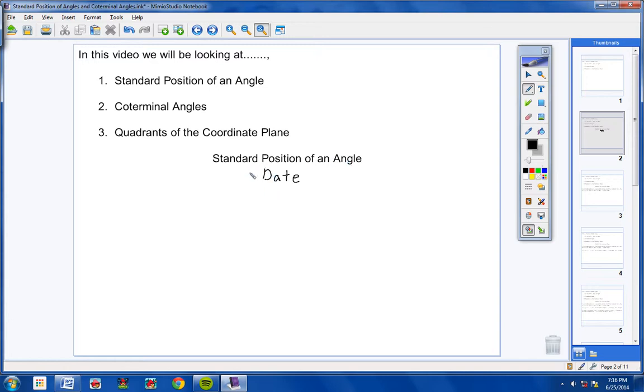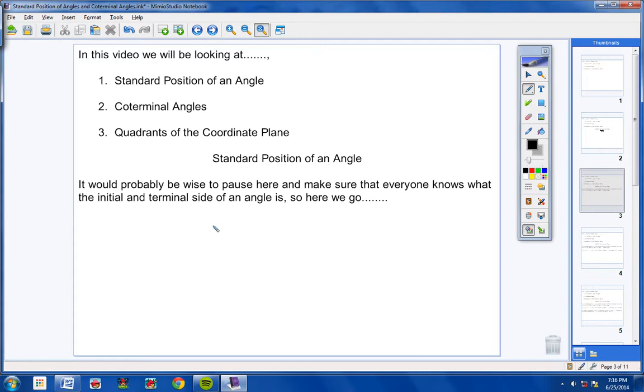It's very important that you understand this because we're going to use this a lot in trigonometry. Okay, so let's continue on. It would probably be wise if we paused here, and we really need to make sure that everyone knows what the initial and terminal side of an angle is. So here we go. Please take some really good notes.